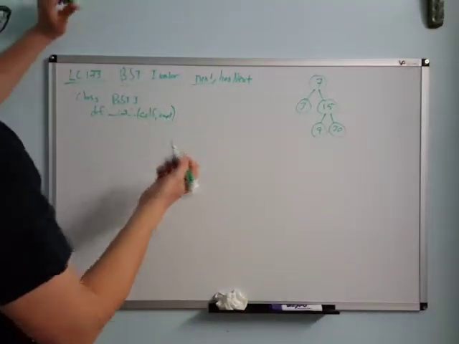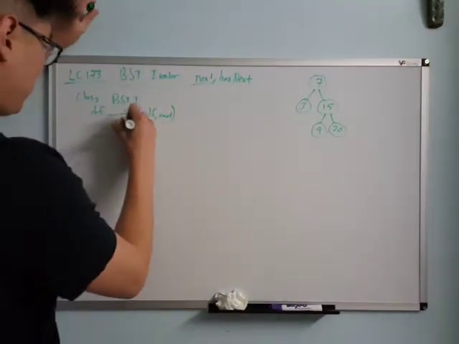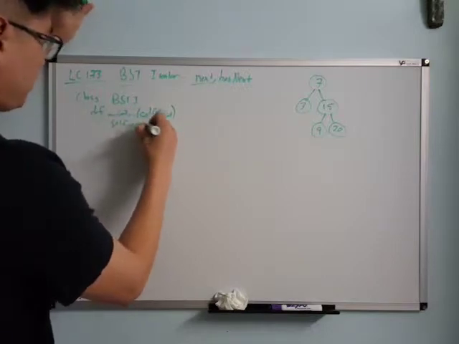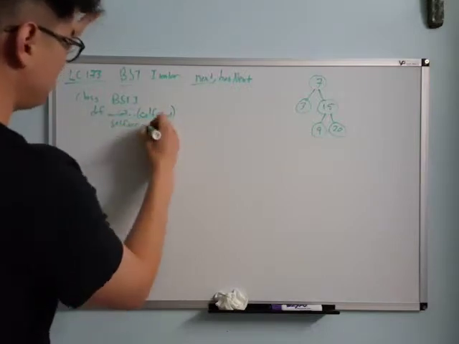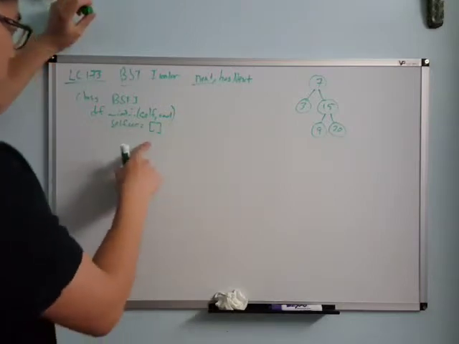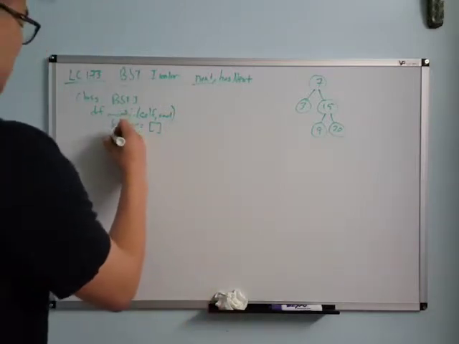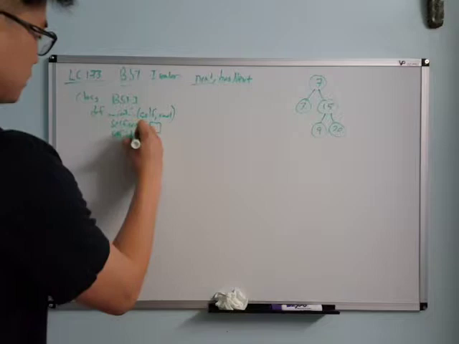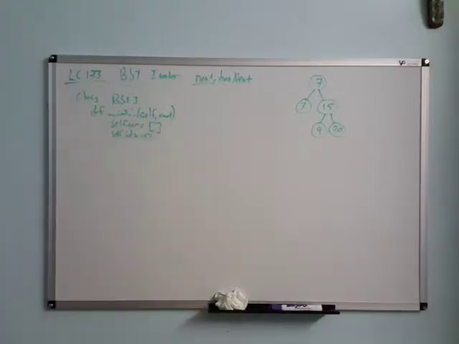So we'll say self.array, and this is going to be our in-order array, is equal to empty first. And then we'll say self.idx is going to be 0 at first.